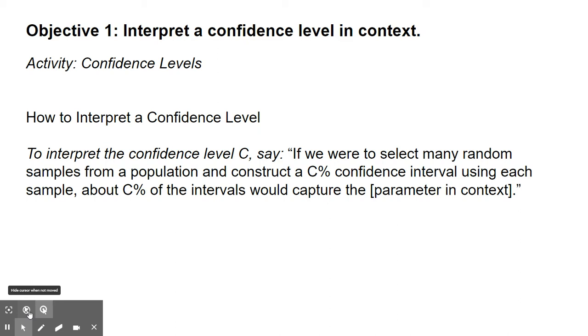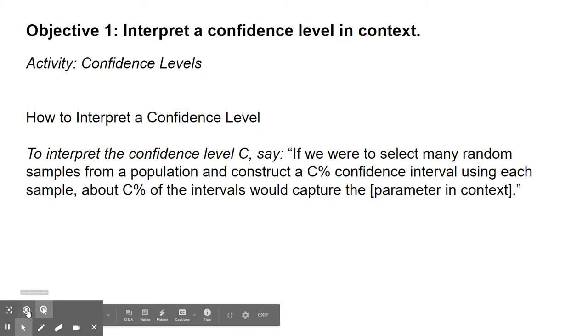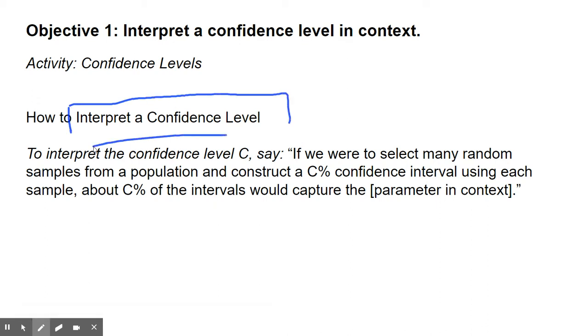That is the first activity of 2 in this section. All right, so now that you've returned from the activity, we are going to talk about how we interpret the confidence level. So remember back in section 7.1, we interpreted the confidence interval. Now we're going to interpret the confidence level. So it says to interpret the confidence level C, say, okay, here's our memorized start.